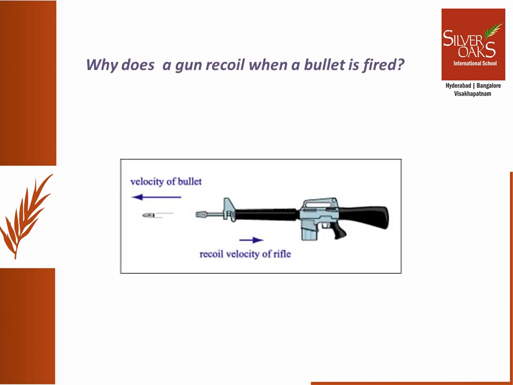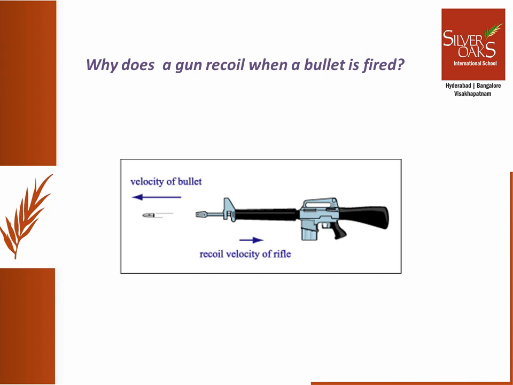When a bullet is fired from a gun, the gun experiences a sudden backward movement or jerk. This backward movement is called recoil. Now let's understand, why does the gun recoil? That is, why does it move backward? When the gun is fired, it exerts an action force on the bullet. The bullet exerts an equal and opposite force on the gun. That is why the gun experiences a backward jerk.